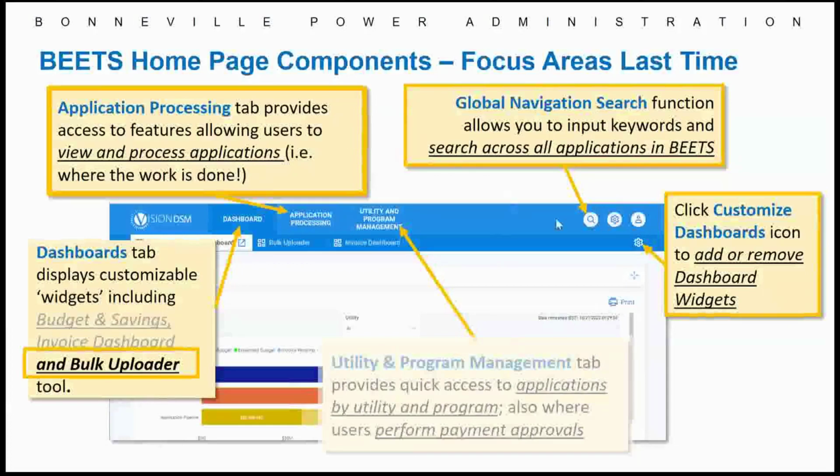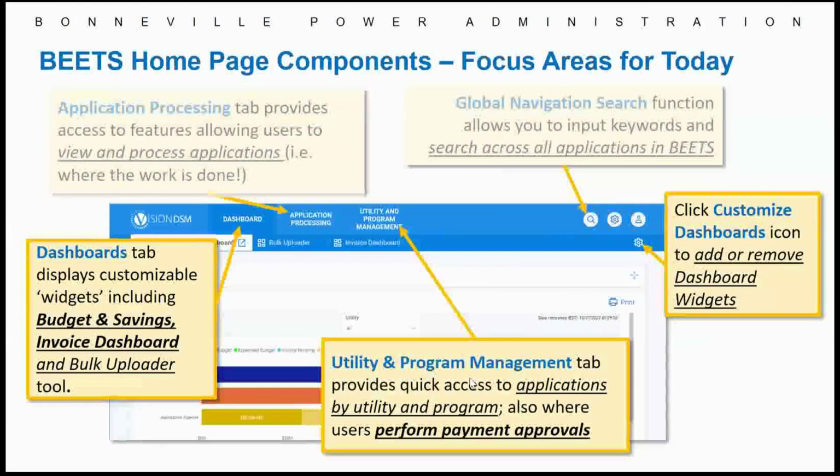We also looked at the global navigation search, so how you actually access applications using the unique application number, searching across the whole system. And then we looked at sort of customizing our dashboards and how we add or remove dashboard widgets. And this led us into starting to look at the different key dashboards that we use in BEETS. And last time we looked at the bulk uploader tool. So this was how we got the UAS and non-residential lighting calculators into the BEETS system.